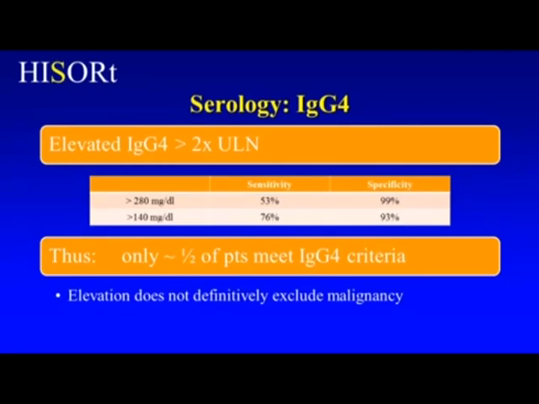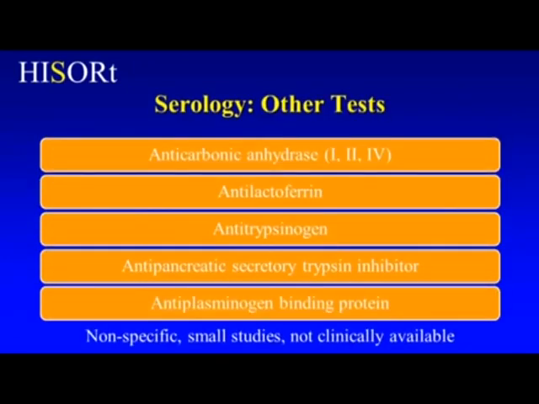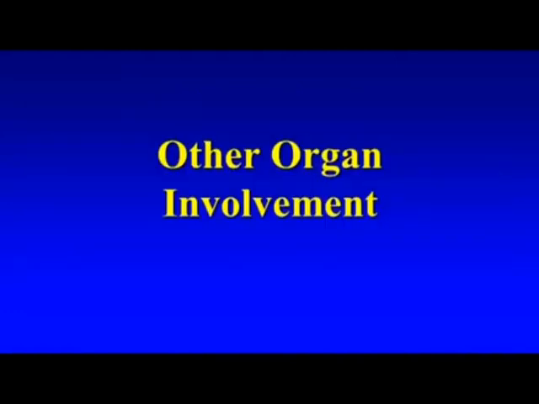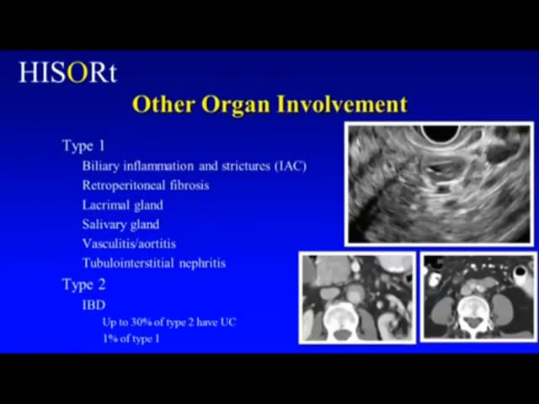Serology, typically we obtain IgG4 levels in this setting, and per guidelines, this should be more than twice upper limits of normal. And you can see here what happens to the sensitivity and specificity as we increase the required cutoff. The sensitivity drops to 53%, but the point of this is to try to maintain high specificity and eliminate misdiagnosis of malignancy as autoimmune pancreatitis. So we need to keep in mind that only about half of patients will meet IgG4 criteria and that elevation does not completely exclude malignancy. There are a variety of other serologic tests available, but these are all either nonspecific, reported in small studies, or generally not clinically available. Other organ involvement can involve a variety of things.